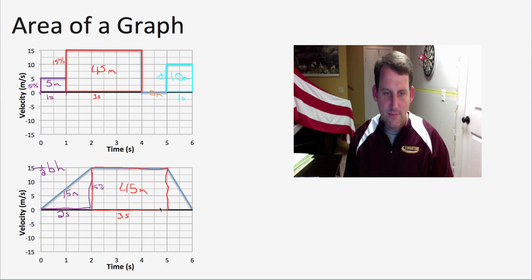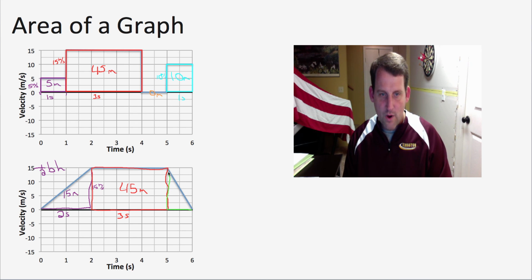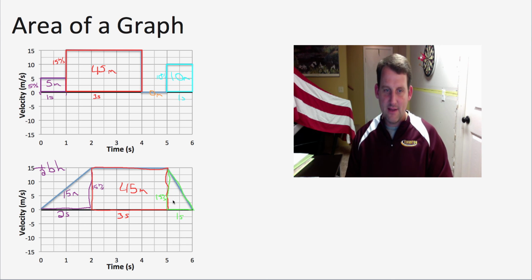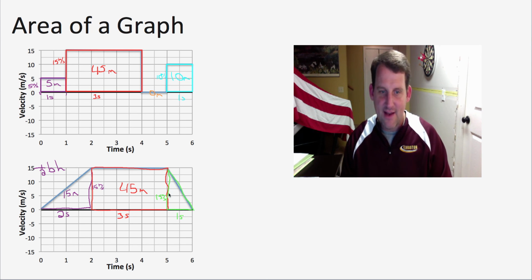Now in this last one, it's going to again be a triangle. So it's 1/2 base times height. So the base goes from 5 to 6, 1 second base. The height here again is 15 meters per second. And 15 meters per second times 1 second times 1/2 is 7.5 meters.